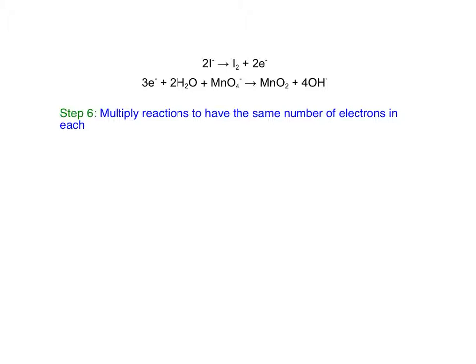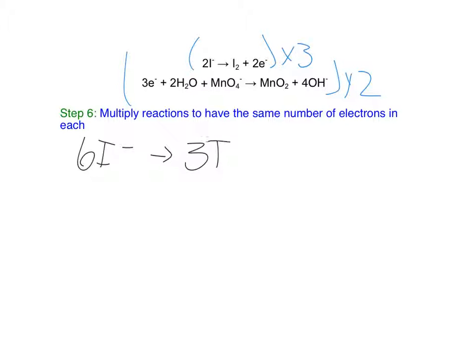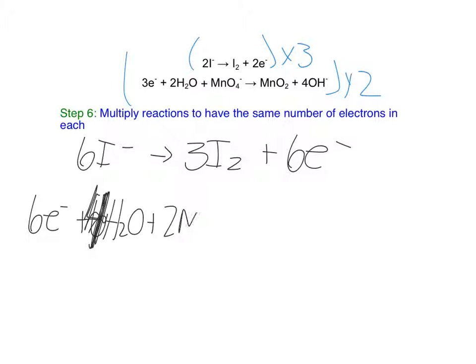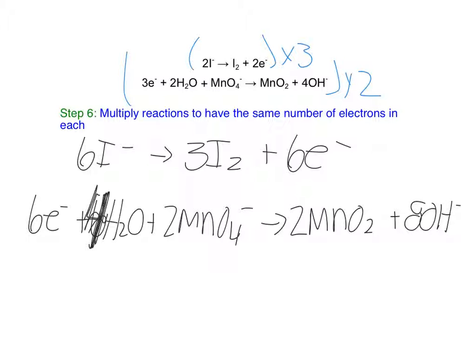Okay, so now all we need to do is multiply by 3 on this one and by 2 here. And so we'll get 6I minus, making 3I2 and 6 electrons. On our second reaction, we're going to get 6 electrons, 4 waters, 2 MnO4 minus, making 2 MnO2 and 8 OH minus.